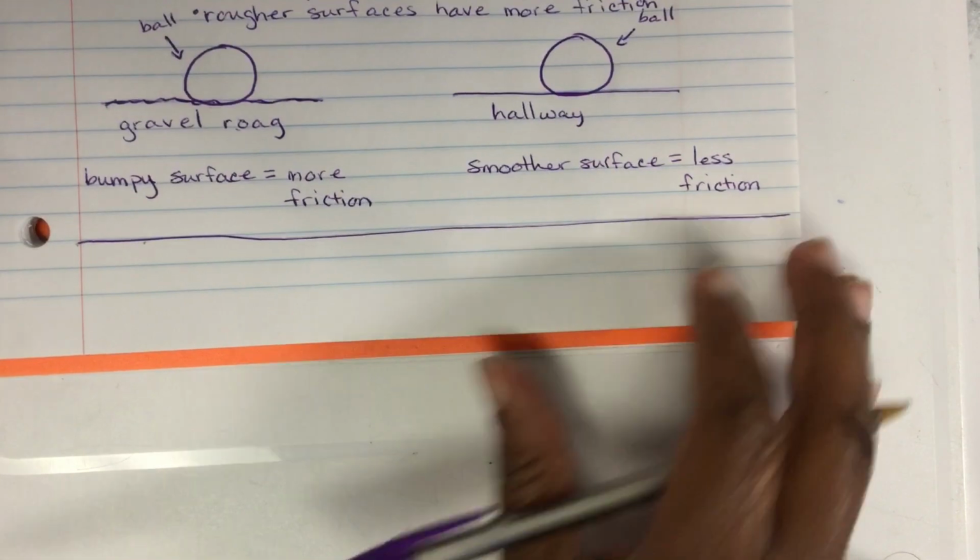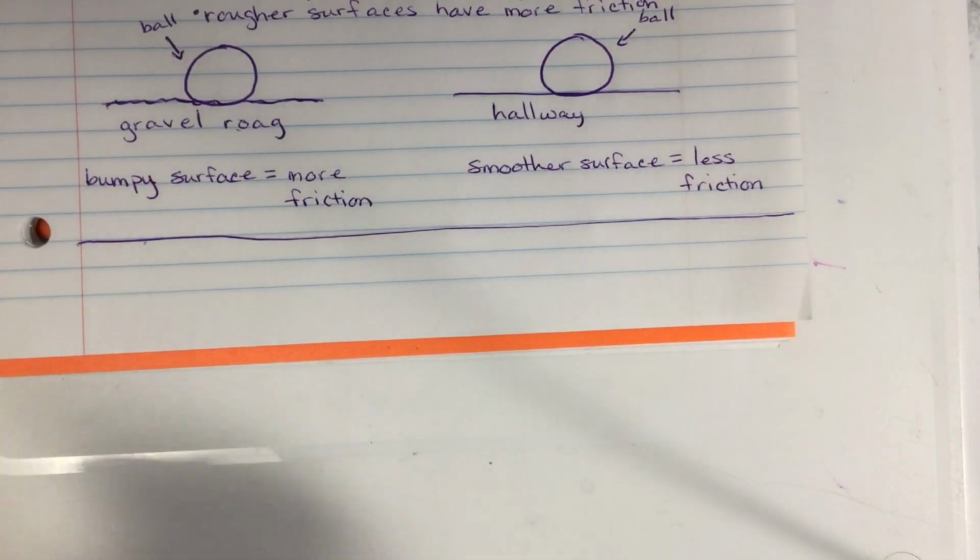For your summary, I want you to tell me how gravity, magnetism, and friction are all related. What do they have in common? Use your notes to answer your summary. When you're done, go to your next item in your agenda.